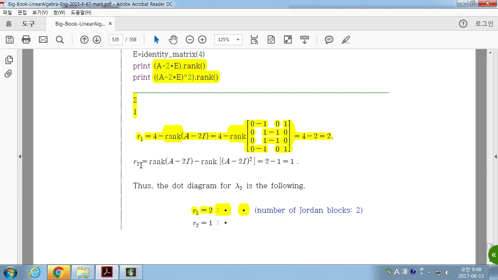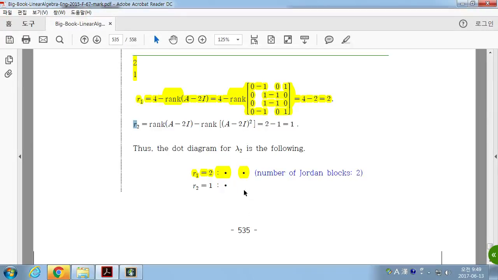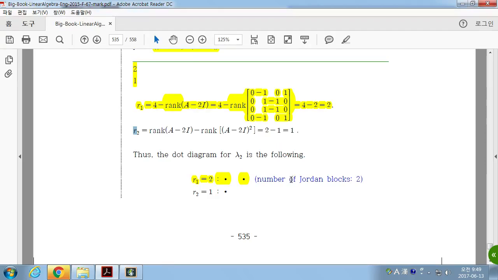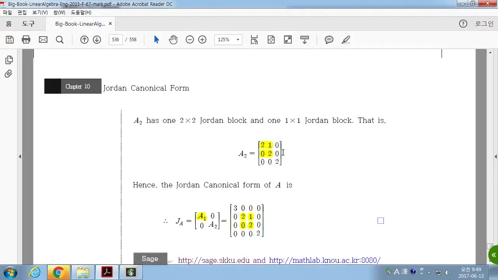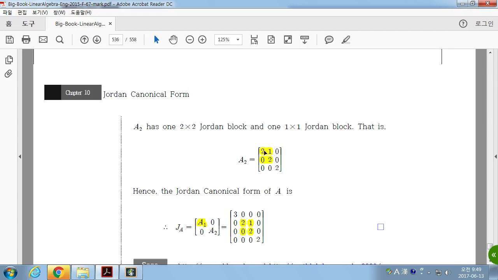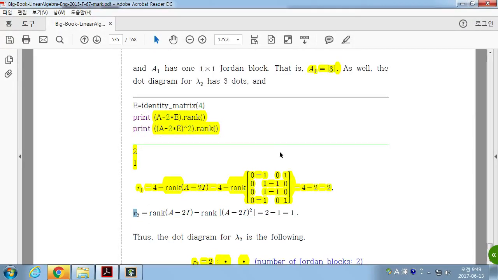And R2 is the difference between these two, which is 1. Which means in R1, the first row, we have 2 dots, and the first column we have 2 dots, and R2 gives 1 dot in the second column. So this is the dot diagram for eigenvalue lambda equal to 2, okay? So what we have is 2 Jordan blocks here.